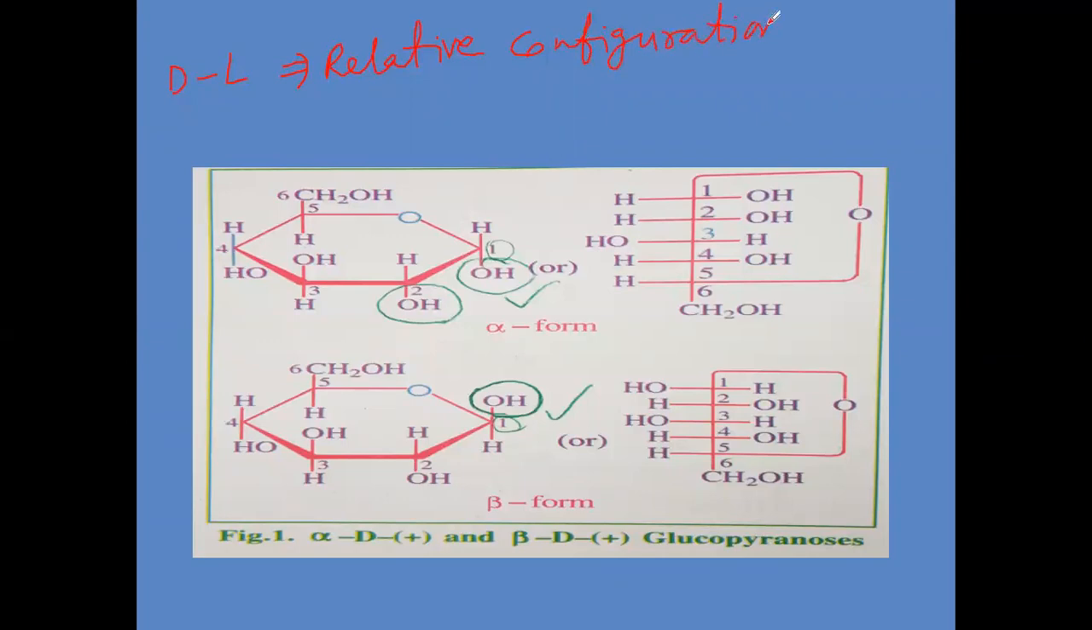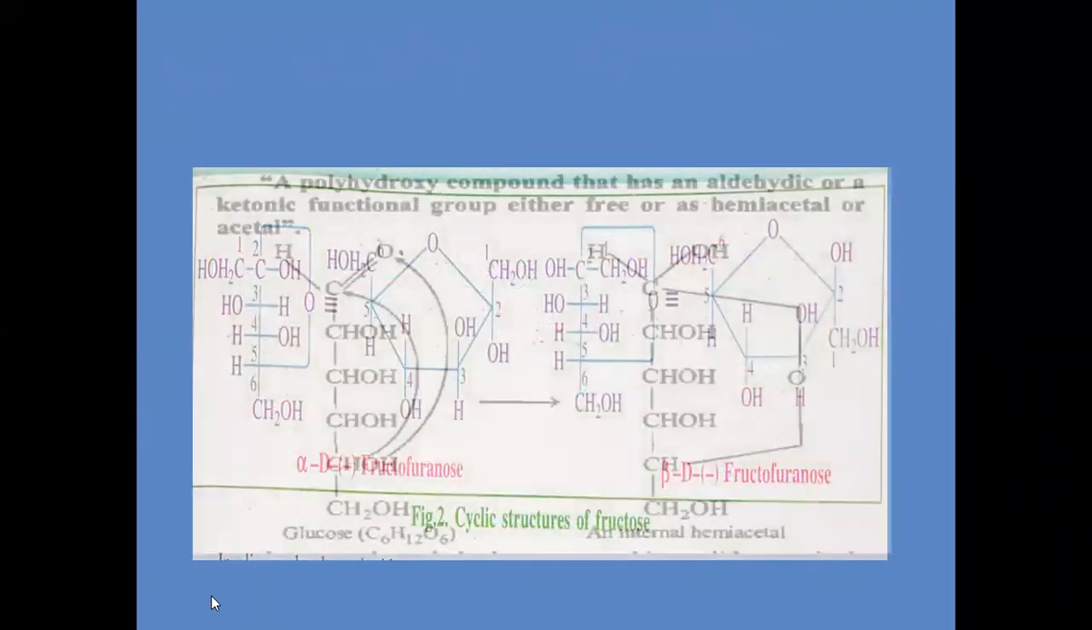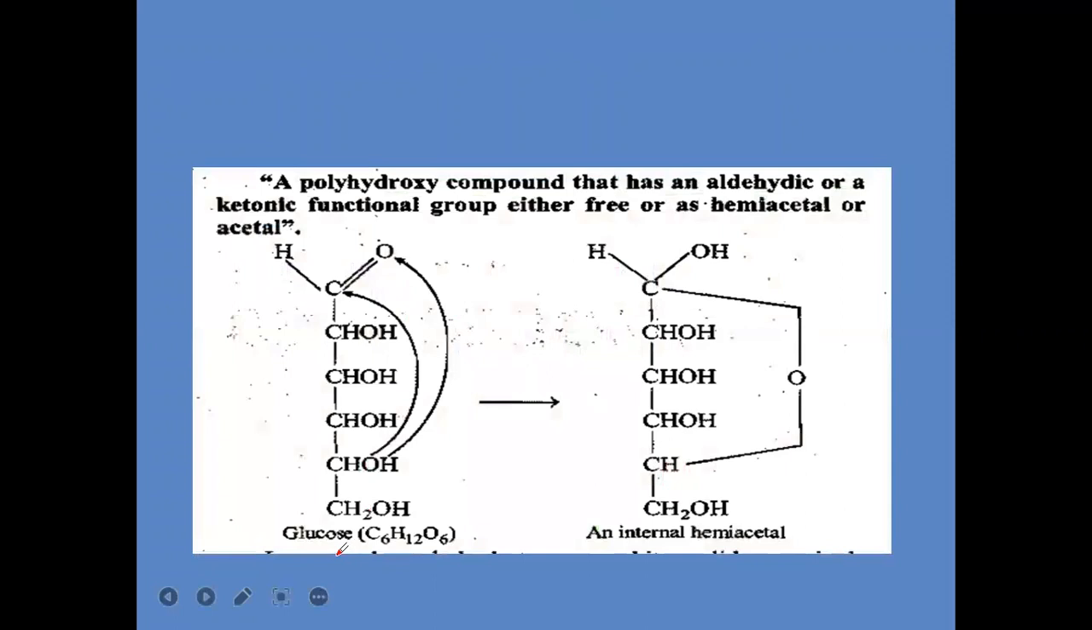Relative configuration. So the relative configuration of glucose and fructose we have to understand. Now listen, one more thing. See, this is the glucose molecule, C6H12O6. What is the group here? This one is aldehyde: CHO, CHOH, CHOH, CHOH, CHOH, CH2OH.